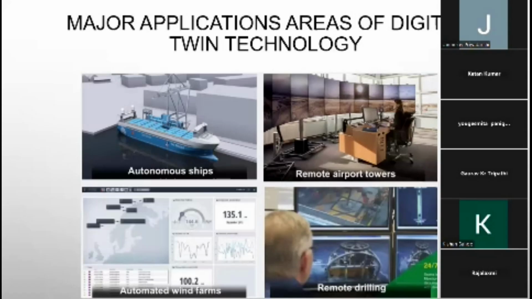Automation of wind farms, remote drilling. Remote drilling is another very expensive thing that is currently using digital twins vastly, and that saves a lot of money. With remote drilling, petroleum is mostly found in between the sea, under the sea. If there is a digital twin of that area and we can drill based on that information, that is very cheap.